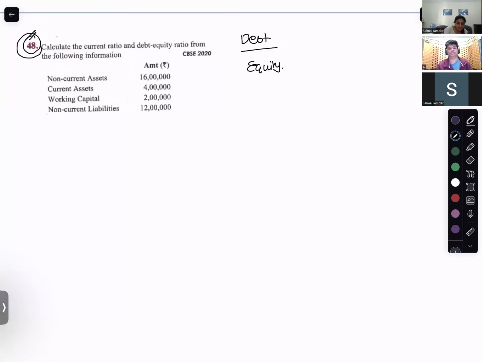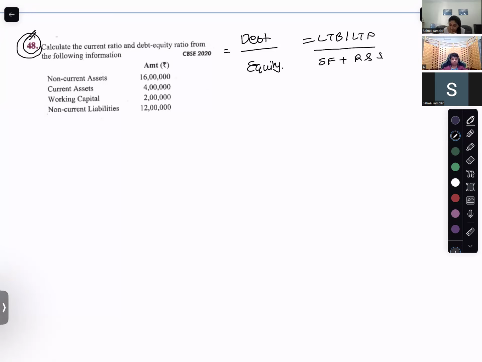What comes in debt? Long-term borrowings and long-term provisions. What comes in equity? Shareholders' fund and reserves and surplus. Okay, fine.